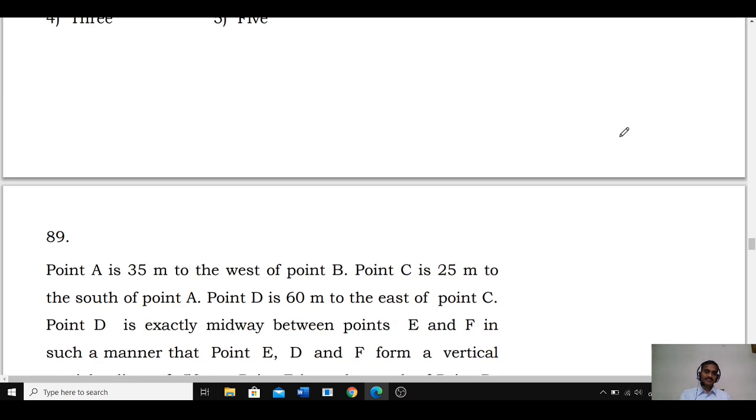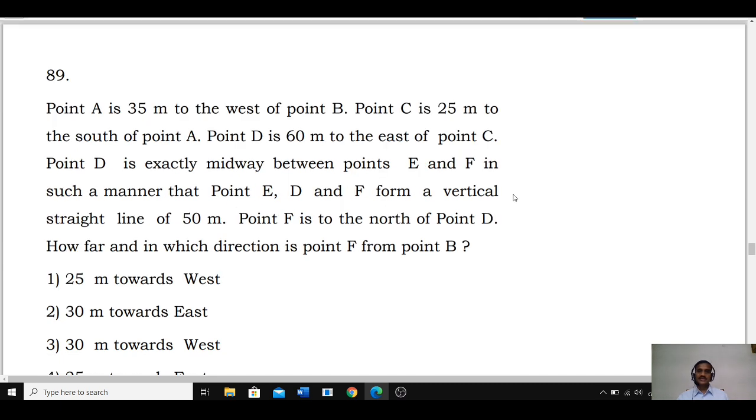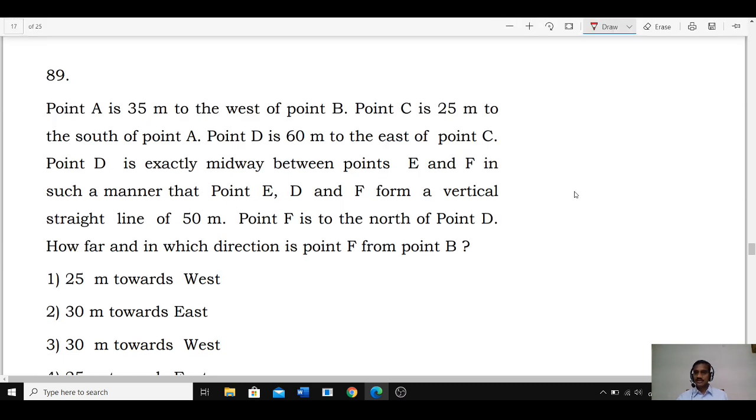Question number 89 is based on directions. A is 35 meters to the west of B. A is here and B is here, this is 35. C is 25 meters to the south of A.